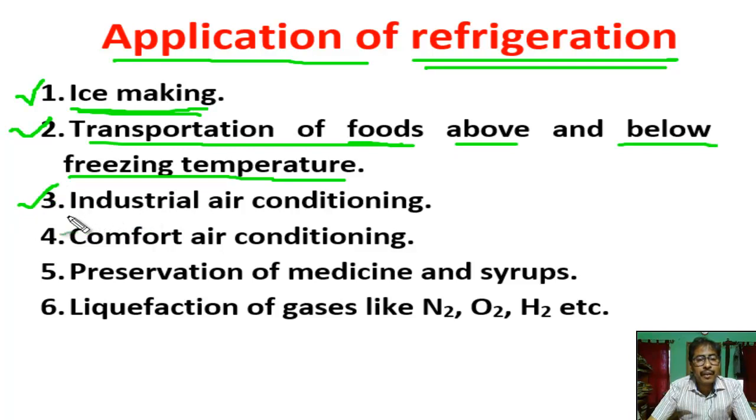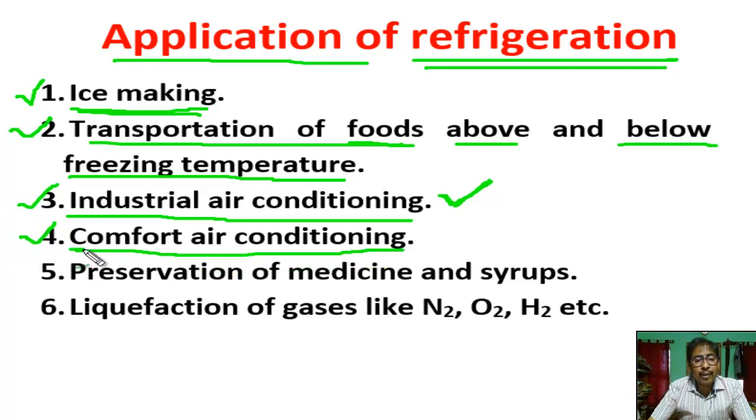Number three, industrial air conditioning. The air conditioning required for industry, manufacturing of photographic film, processing of petroleum and other chemical product, etc. Number four, comfort air conditioning of human being, comfort air conditioning of auditorium, hospital, offices, vehicles, etc.